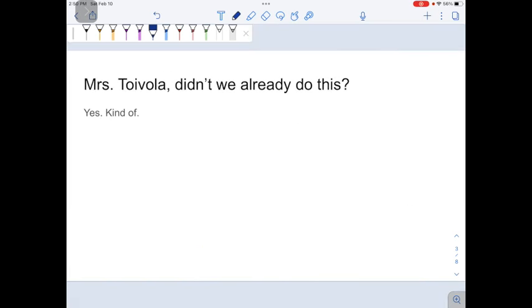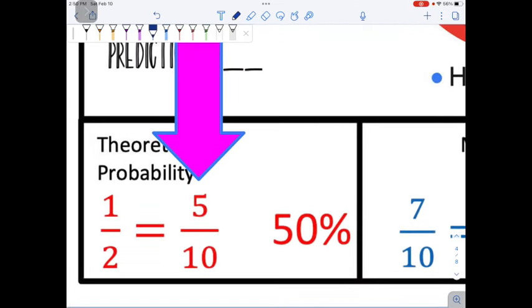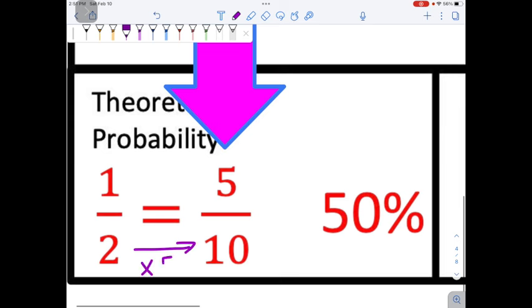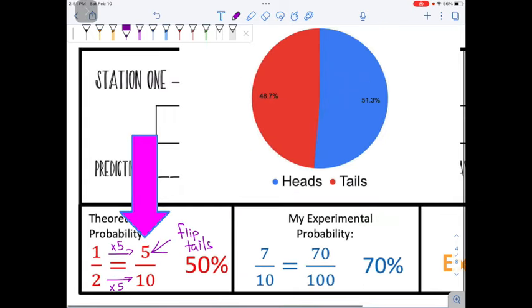Hey, Mrs. Toivola, didn't we already do this? Well, yeah, kind of. You might remember the day that we did the experiments with flipping a coin and rolling a dice. This one is all about flipping a coin. We said the probability of flipping tails was 1 out of 2 sides. And then we said, well, if we do it 10 times, 2 times 5 is 10, so 1 times 5 is 5. So our prediction was to flip tails 5 times. That's what we thought should have happened. It didn't necessarily happen. You can see in my probability experiment, in my experimental probability, I rolled it 7 times.